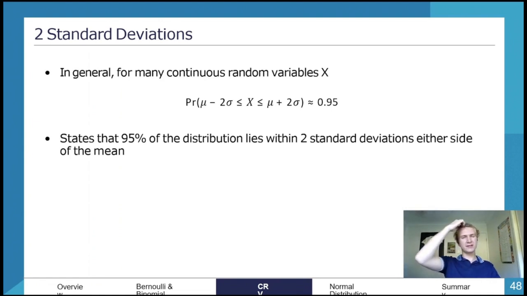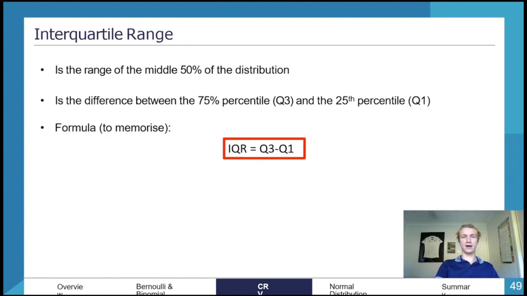When we're talking about continuous random variables, we get these weird properties where the probability that it's between two standard deviations of the center, which is the mean, is going to be approximately 0.95. We're going to go into this more when we talk about the normal distribution. This is a golden rule that we just use to say the probability that it's between two standard deviations of the mean is 0.95.